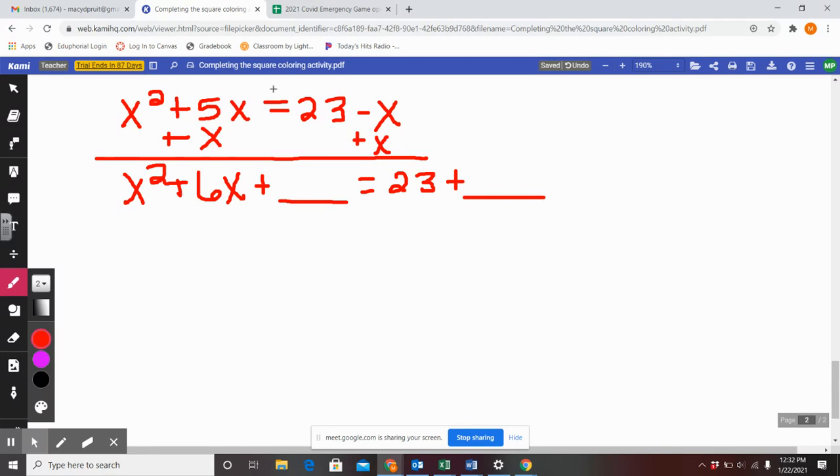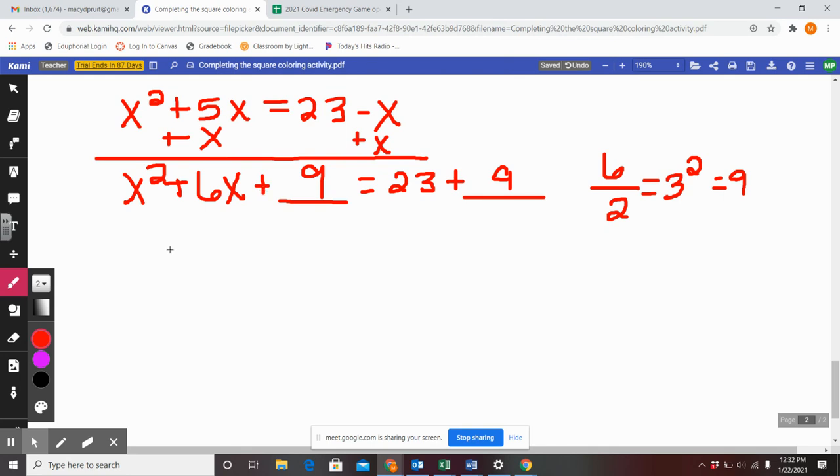Okay, so to figure out what goes in our blanks, we take our b, which is 6, divide it by 2, which gives us 3, and then we square it. 9. 9 goes here. 9 goes here.